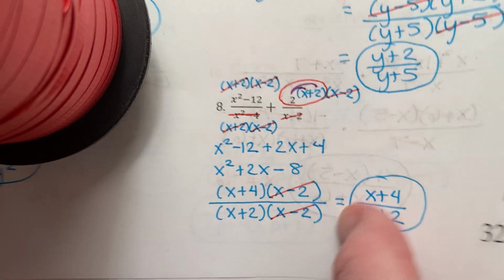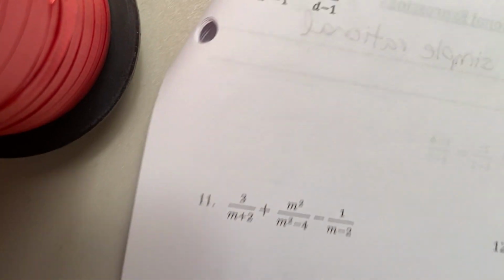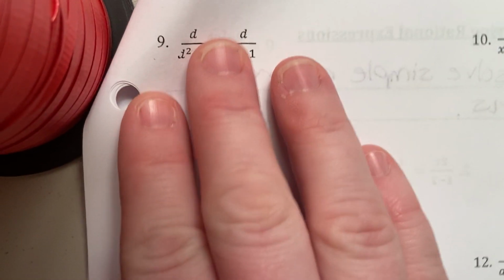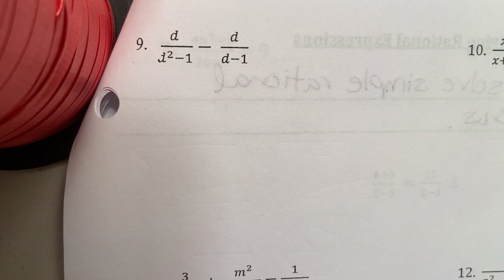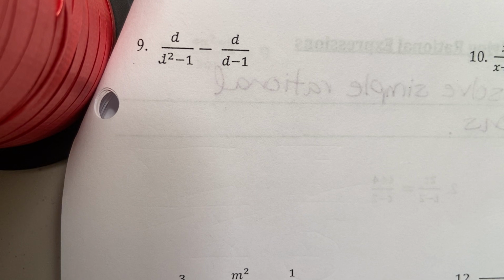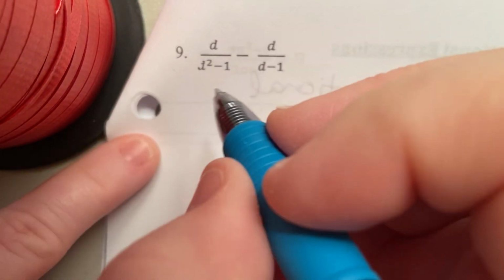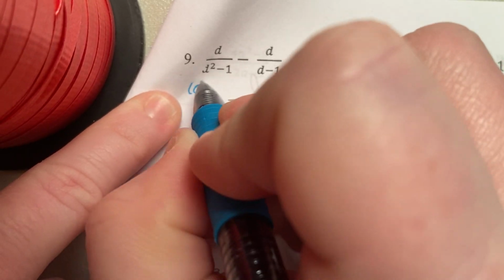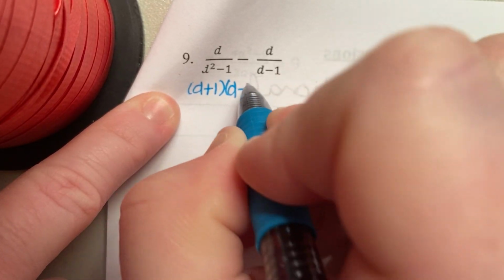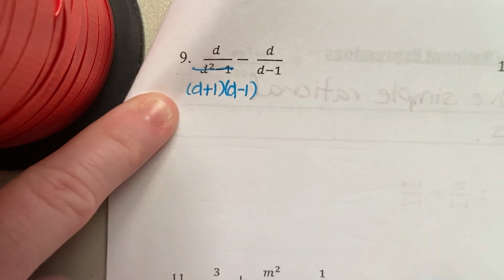All right, so now let's flip over and we're going to look at number 9. And I'm on page 33. So again, it says factor the denominator if possible. So this is difference of squares. So I would have d plus 1, d minus 1. And we'll cross this out.